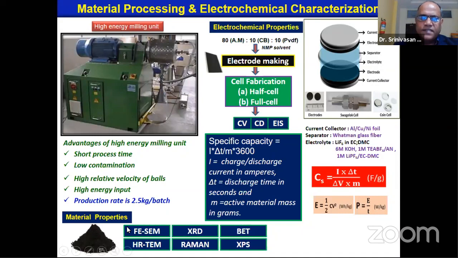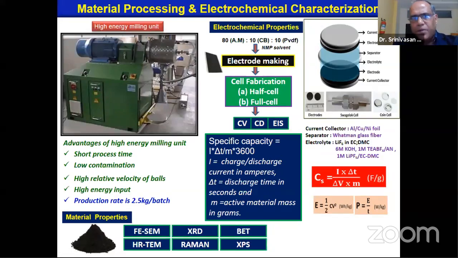So once we synthesize this material, after milling we do heating. Finally, this material we extensively characterize for structural, morphological, and elemental properties. We do all that characterization, and then we fabricate the electrode using this material. For example, 80% of active material, that is LiFePO4 or LTO, we take 10% of carbon black, 10% of binder. The binder will help the adhesion of this material on the current collector.